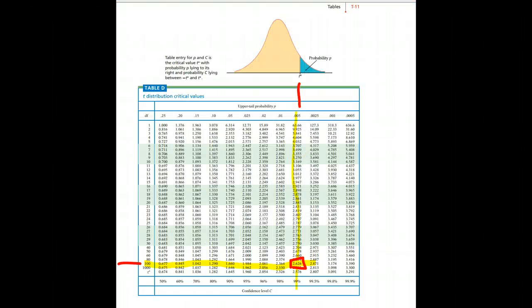This table, I got it from just searching on Google for a table, and you do have one in your text, in the back of the text. So feel free to use the one in the book, or if you want to find one on the internet.